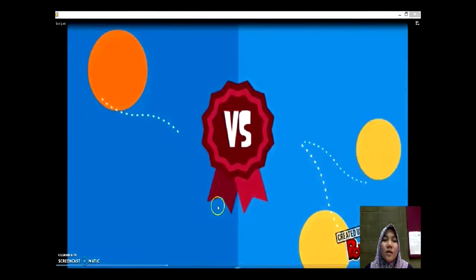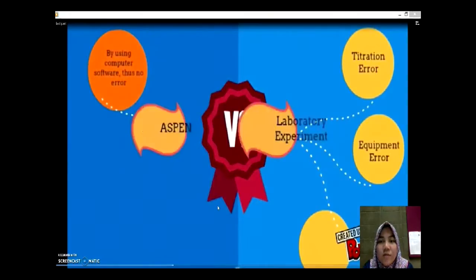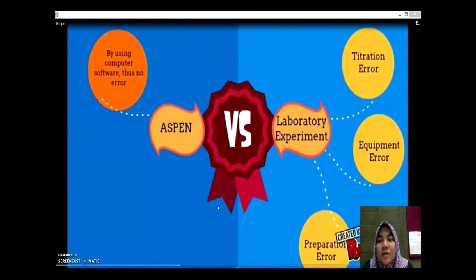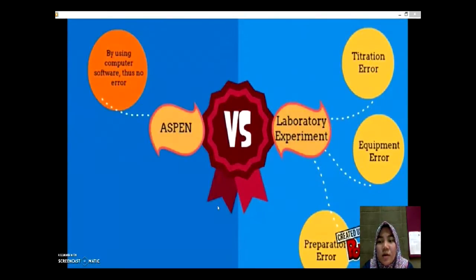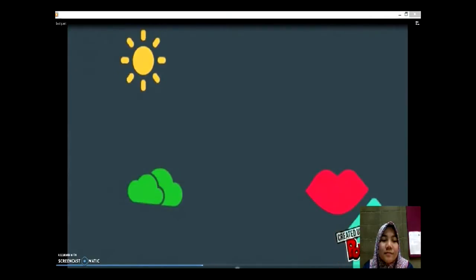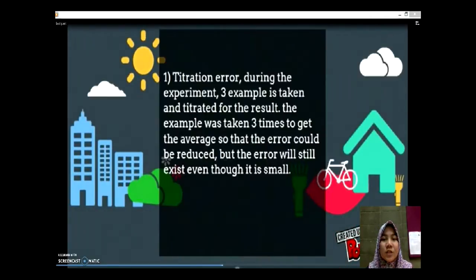There are many errors that occur for the laboratory experiment. The errors are saturation error, equipment error, and the preparation error. For the actual value, the software has no error at all. For example, the saturation error, the experiment took 3 samples. It already reduced the error, but the errors will still exist.